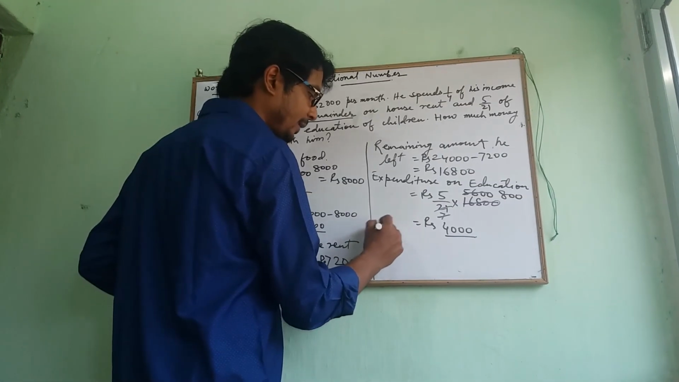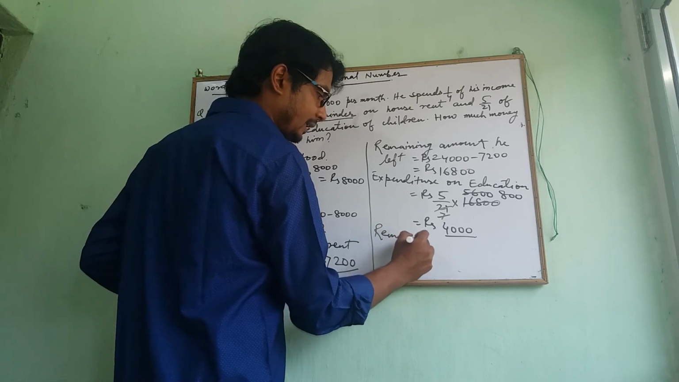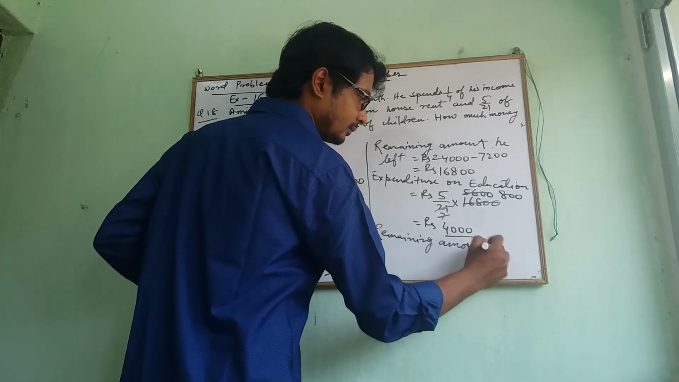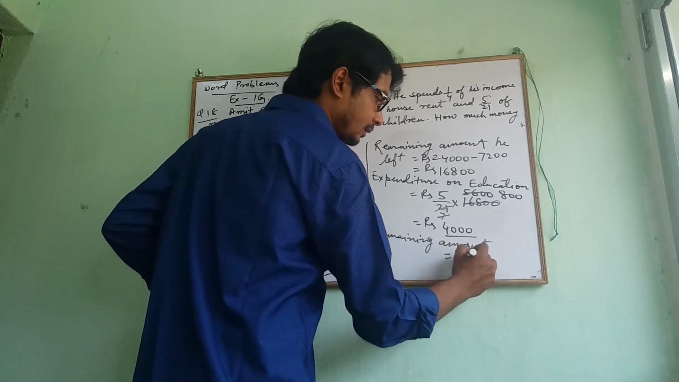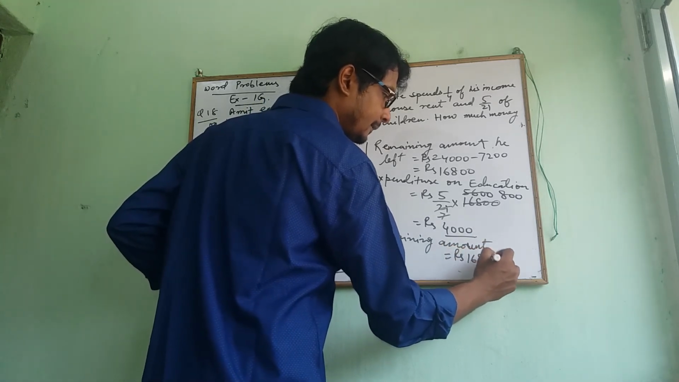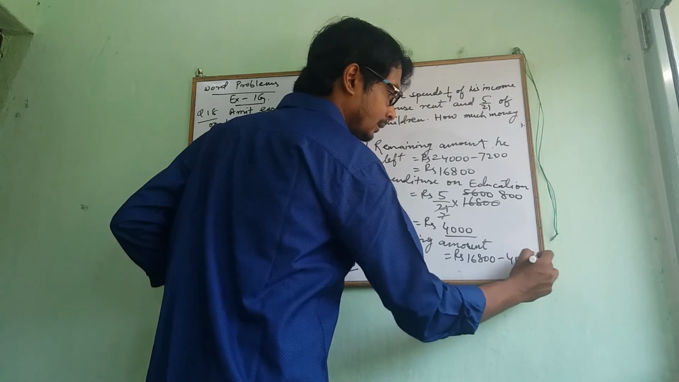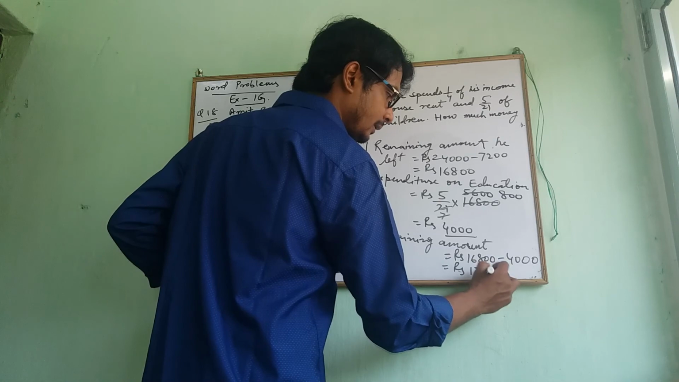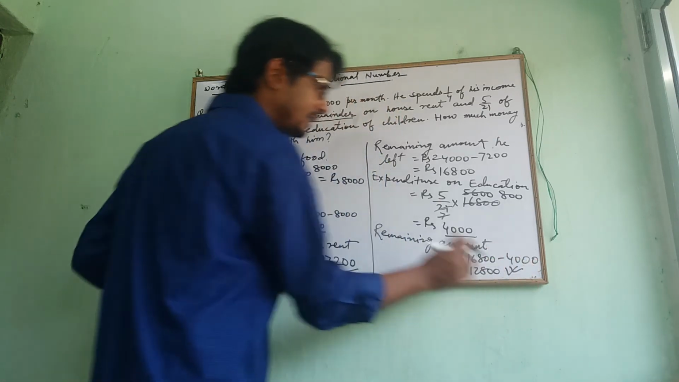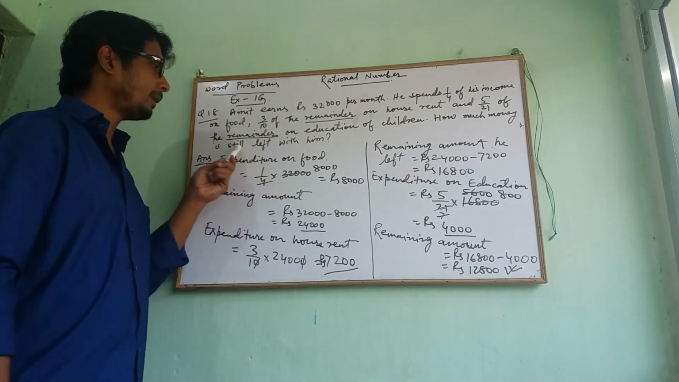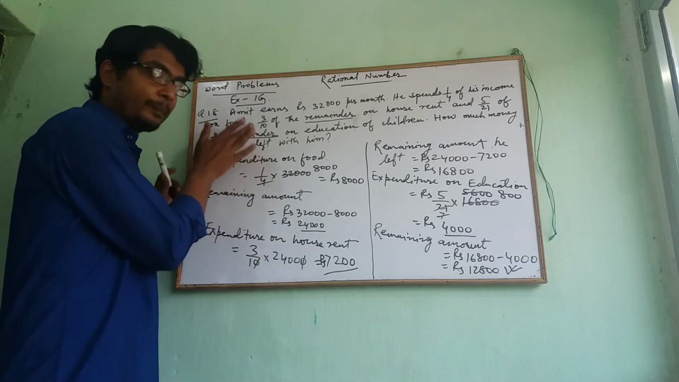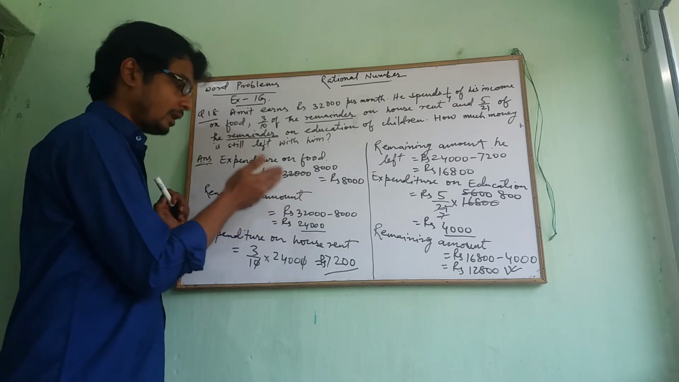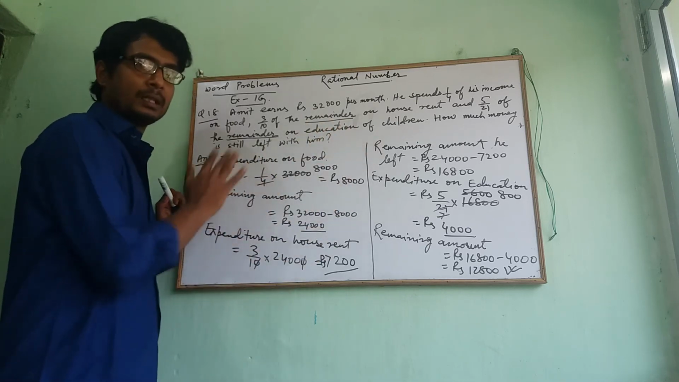Now what is the remaining amount? Remaining amount is equal to rupees 16,800 minus 4,000. So that is equal to rupees 12,800. And this is the amount which Amit is left with after spending on all these: food, house rent, education, etc.